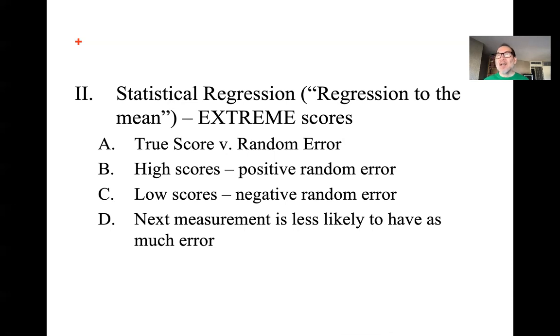So that's the idea, because in classical test theory, there's always the true score plus error. Odds are, the probability suggests that the next time you measure it, there won't be as much error, either negative or positive.